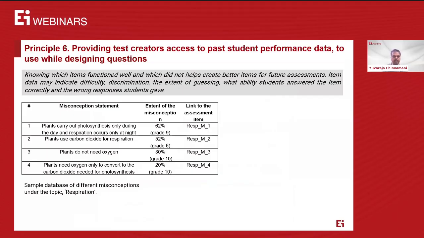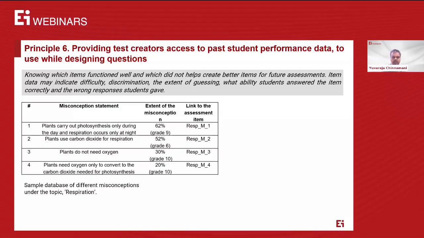Now, principle 6 is about continuous improvement through data. When question creators have access to how students performed on previous questions, they can create better assessments. This data tells us which questions were too easy or too hard, which ones discriminated well between different ability levels, and most importantly, what wrong answers students commonly choose.